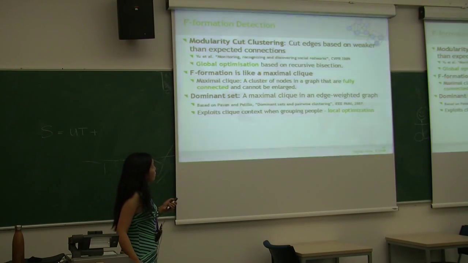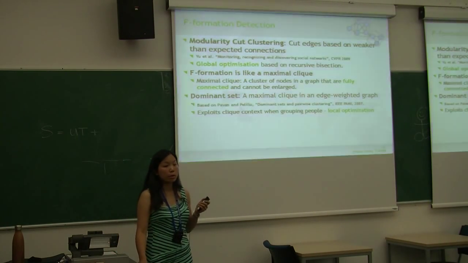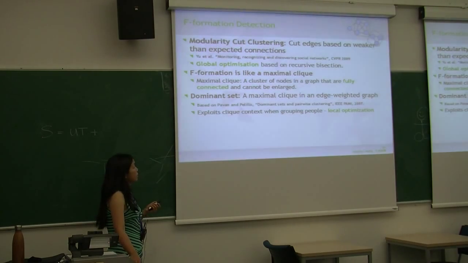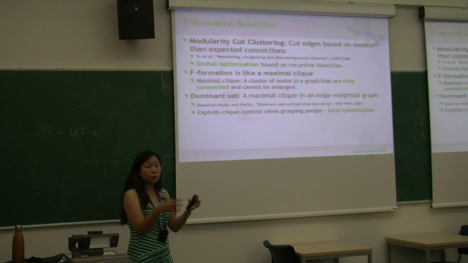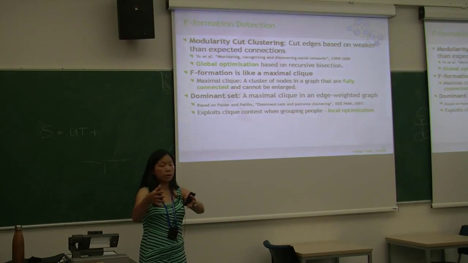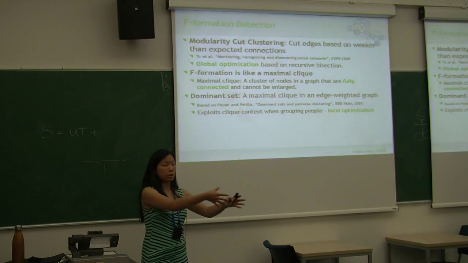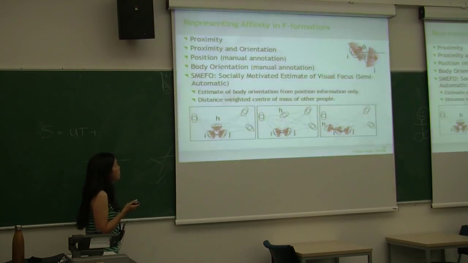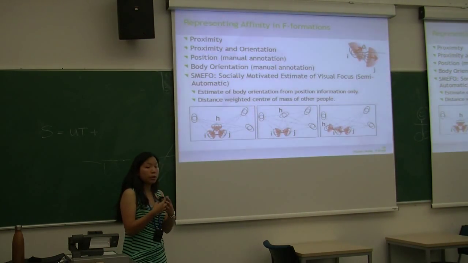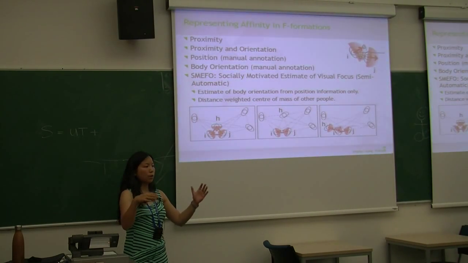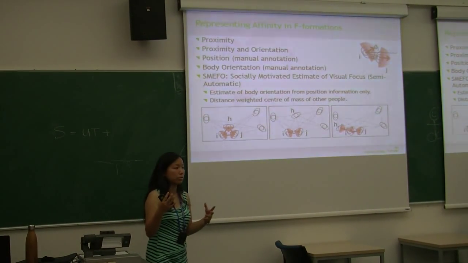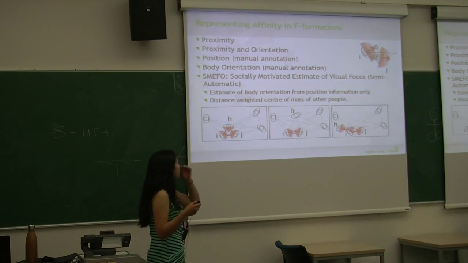Fortunately, there was a solution for this suggested by Pavan and Pelillo, who defined these cliques as dominant sets. A dominant set is equivalent to an F-formation from social science theory. So in order to define these graph clustering methods, you need to start with a table which represents how close one person is to every other person, so an affinity matrix, essentially.